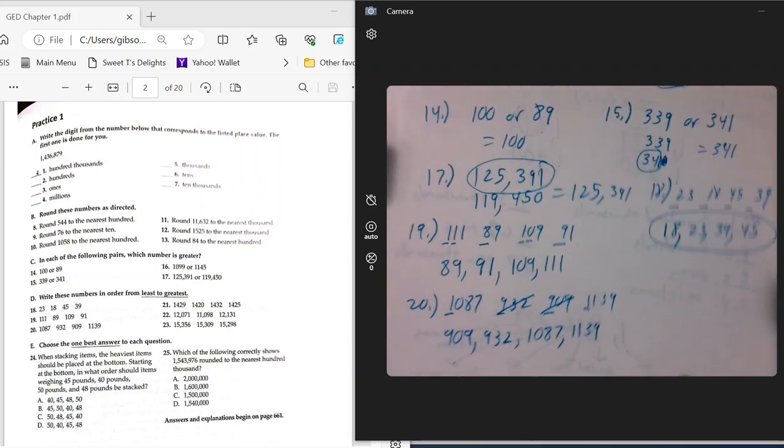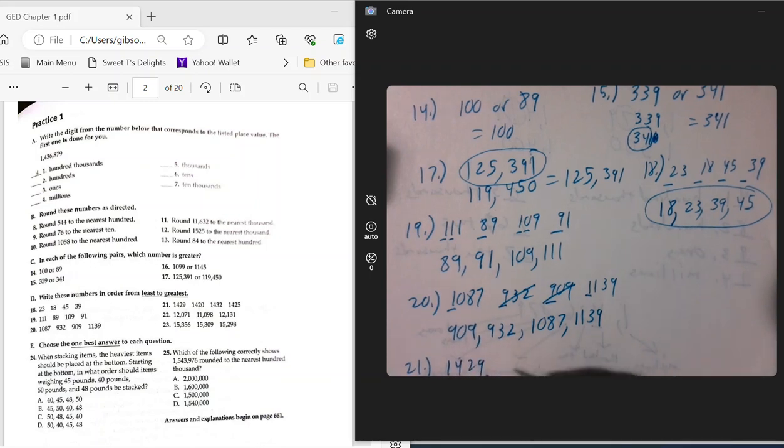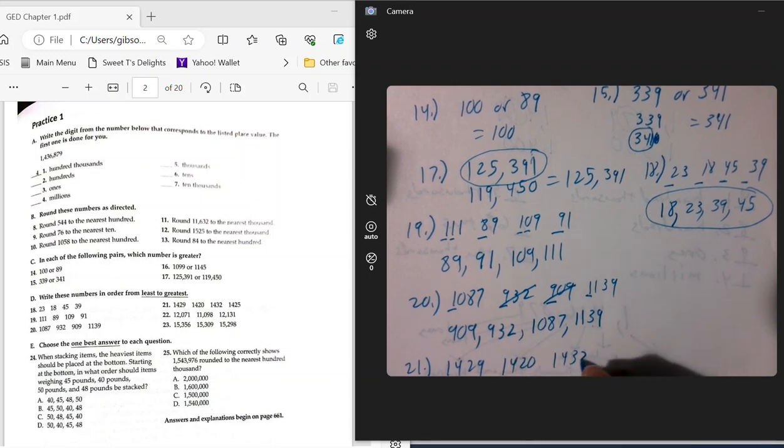I'm going to write 21 down here because we have a lot of 4-digit numbers here. For 21, we have 1,429, 1,420, 1,432, and 1,425. Now, when I said and here, I was not referring to a decimal. I was just saying that like you do in English with a series.